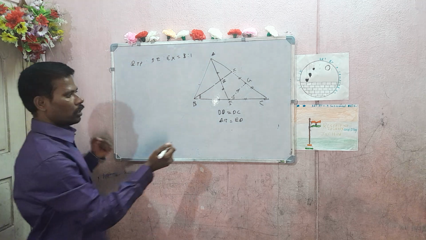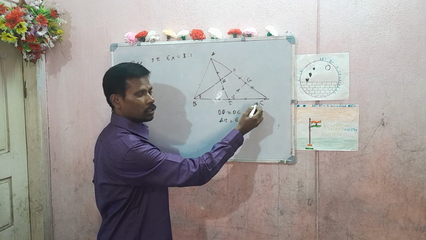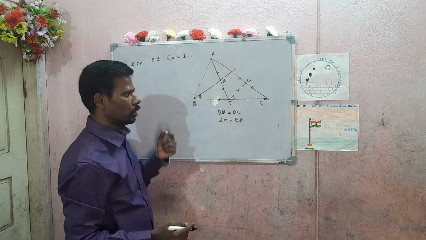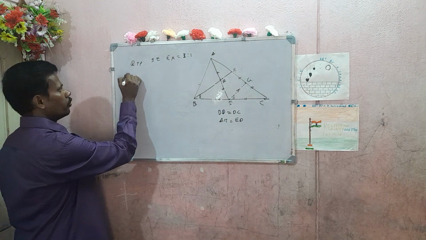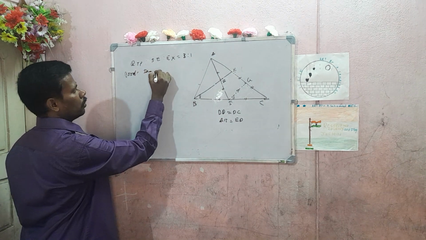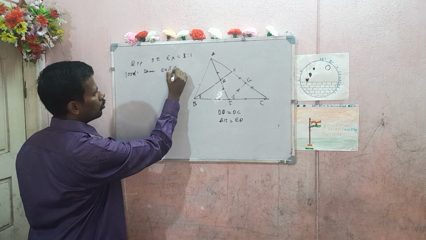So here, what is given? D is the midpoint means BD is equal to DC. Next, E is the midpoint, AE is equal to ED. So proof: draw DG parallel to BX.